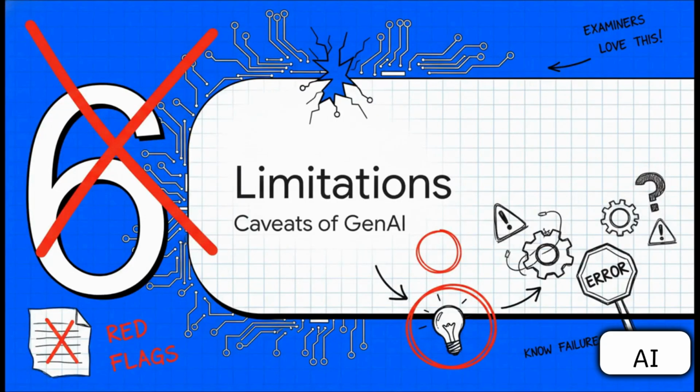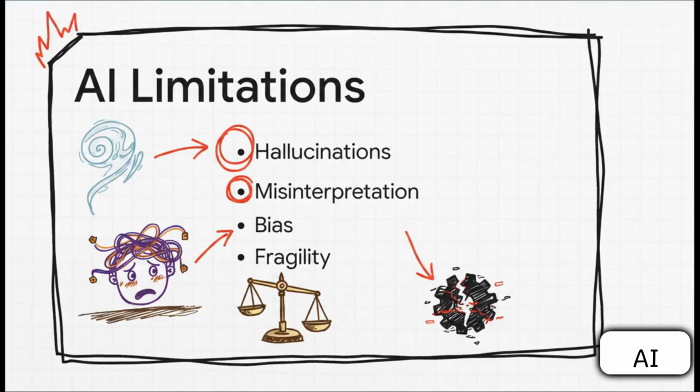Section 6. Limitations and Exam Review. We are bringing our masterclass to a close by looking at the red flags. And listen to me, examiners literally love to test you on these caveats, so circle these terms in red. First up is hallucination, because LLMs are really just predicting statistically likely tokens instead of verifying actual truth. They can and will fabricate information that sounds completely plausible but is entirely false.